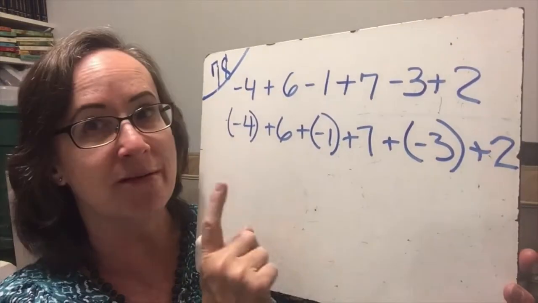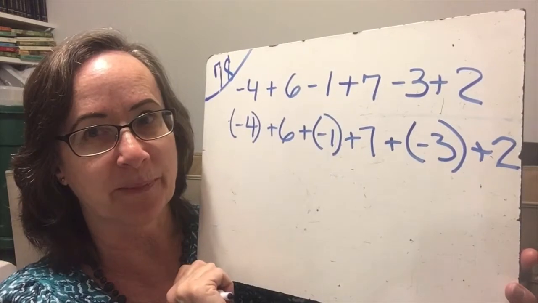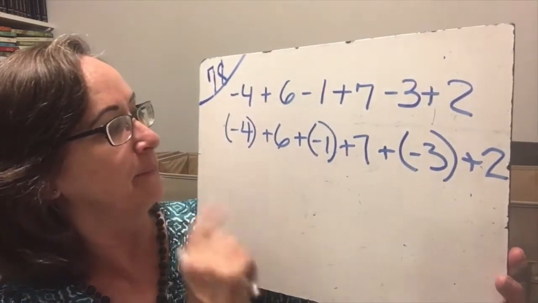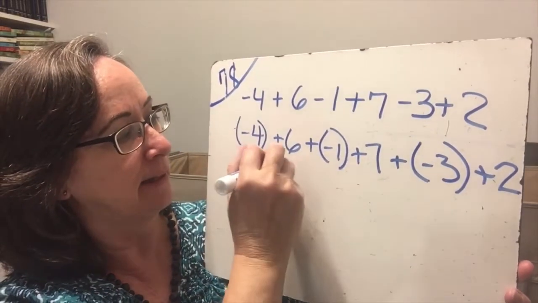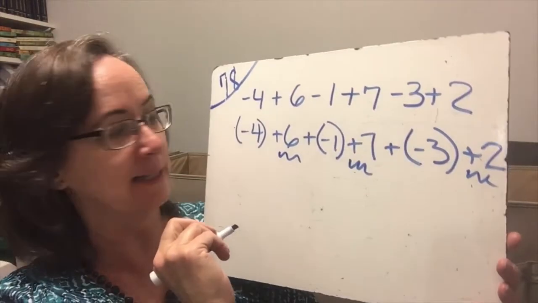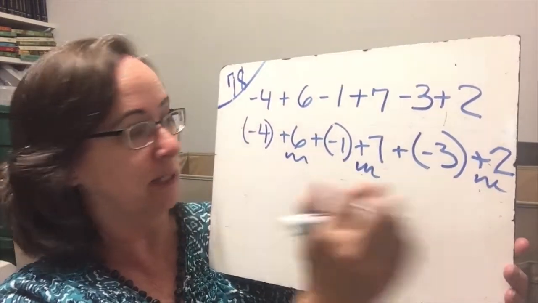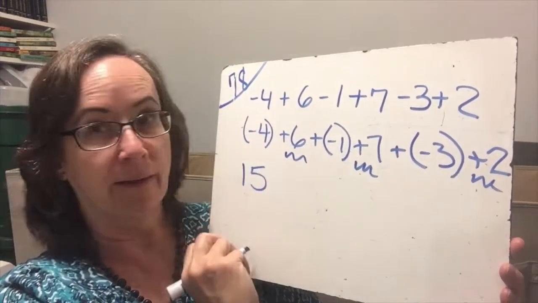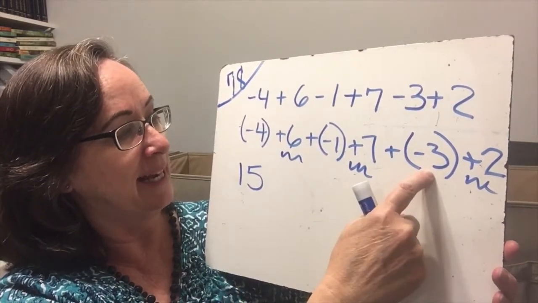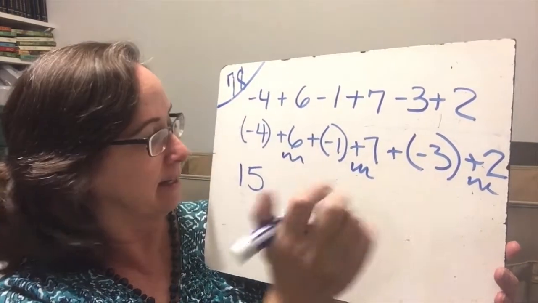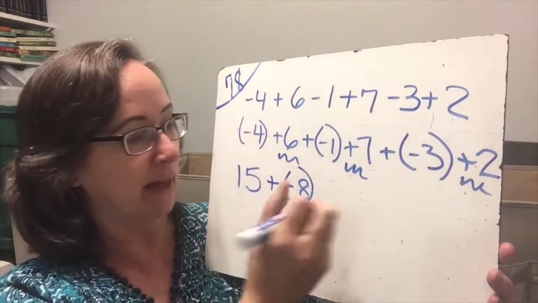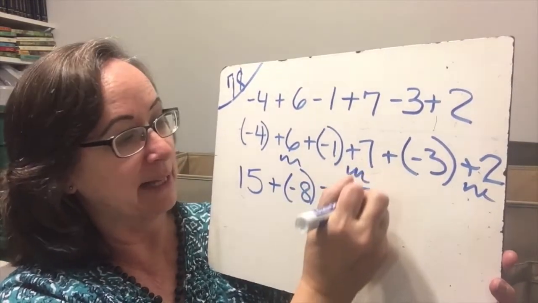Now, I'm going to do this one out of order. I'm going to do all of the positives, and then I'm going to add all of the negatives. So ready? I've got a +6 and a +7 and a +2. So I'm going to take all my positives, and 6 plus 7 is 13 plus 2 is 15. And then I'm going to take all my negatives. -4, -1, -3, that's a -8. So I'm going to put plus a -8. I'm going to add them together, and I'm going to get a +7.